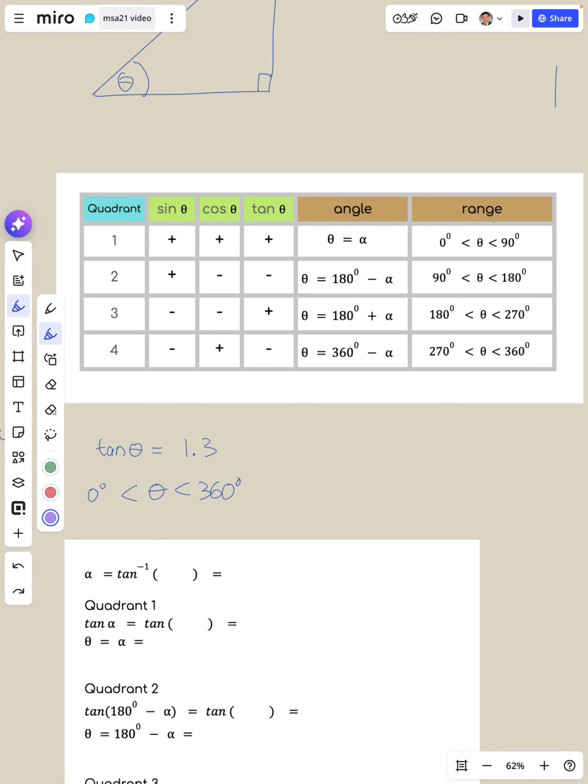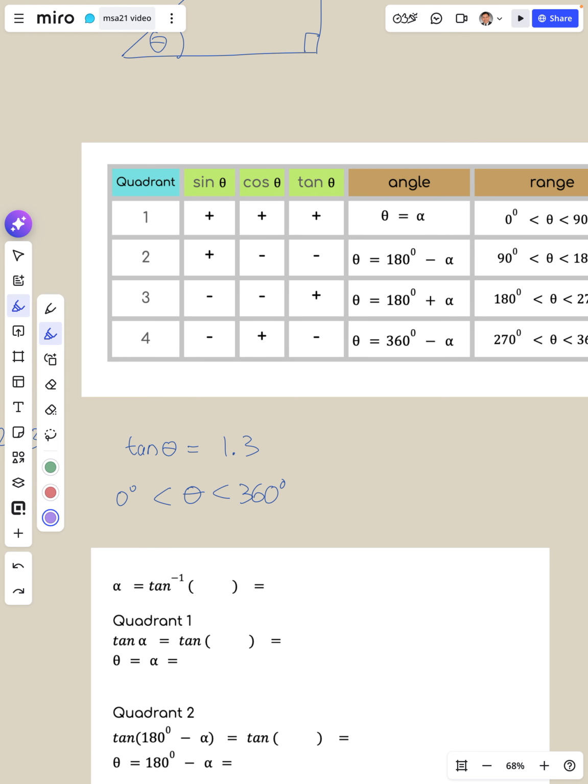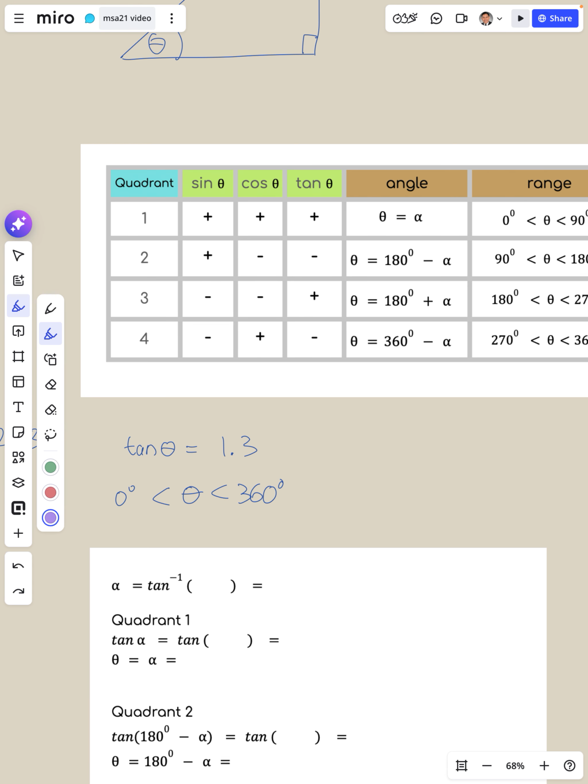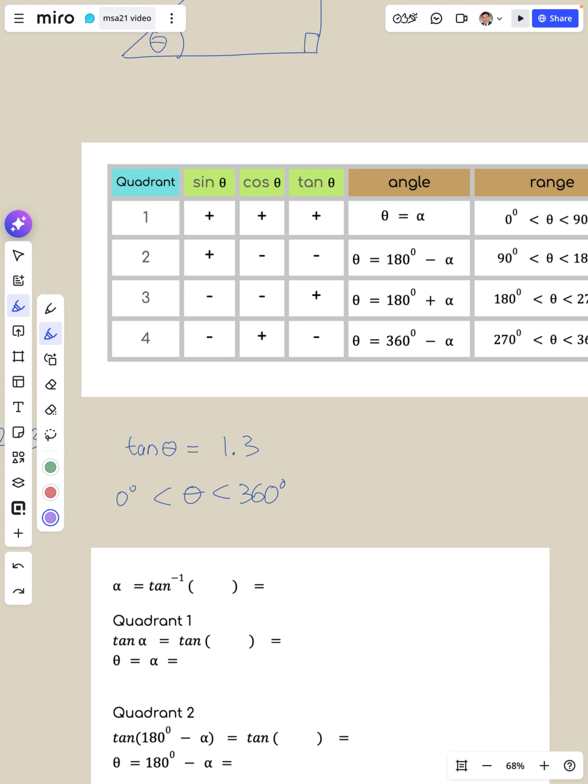So this is the question, yeah? Tangent theta is equal to 1.3. Then the theta value is between 0 and 360, and we are supposed to find the value of this theta, which is the angle. The answer is not only one answer. I think we are going to have two. We are going to have two answers. And how do we do this?